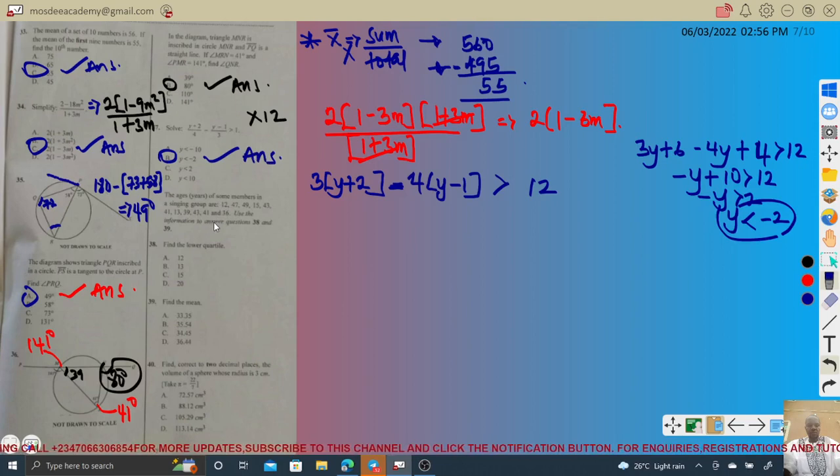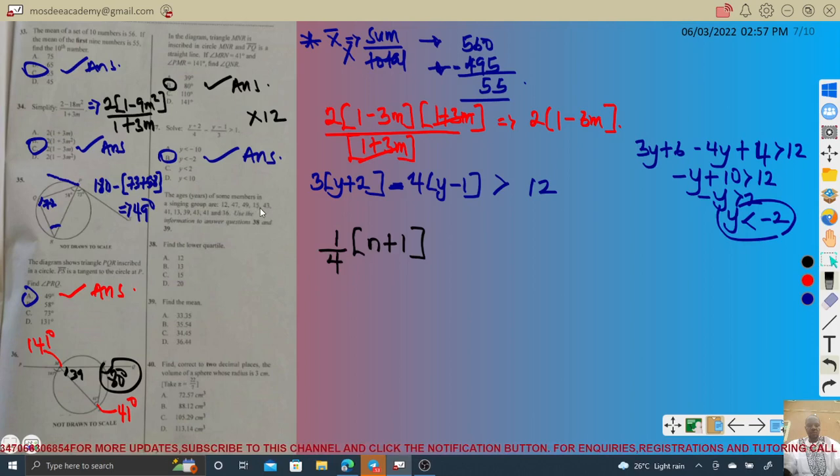So the next one is a question on this. The ages in years of some members of a single group are 12, 47, 49, and so on and so forth. Use the information to answer questions 38 and 39. 38 says lower quartile. Lower quartile is very simple. The lower quartile of a set is always equal to 1 over 4 of the total number plus 1, just like the way we calculate median. So lower quartile is 1 over 4, upper quartile is 3 over 4. So what is the total? How many are there?